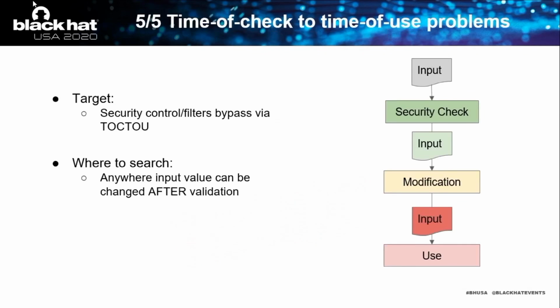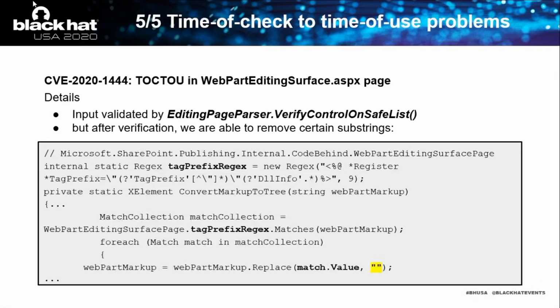The last type of security problems in this part is the classical time-of-check to time-of-use problem. These occur when the server validates some input, but it can be changed later, before the server uses it. We found such a problem in the web part editing surface page. User input is validated by the already known VerifyControlOnSafeList method. But later, the server may modify the input and remove some substring from it.